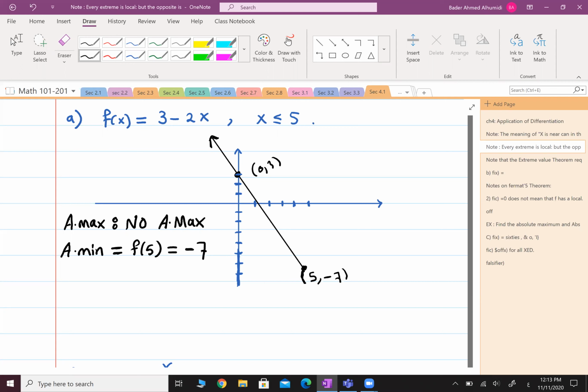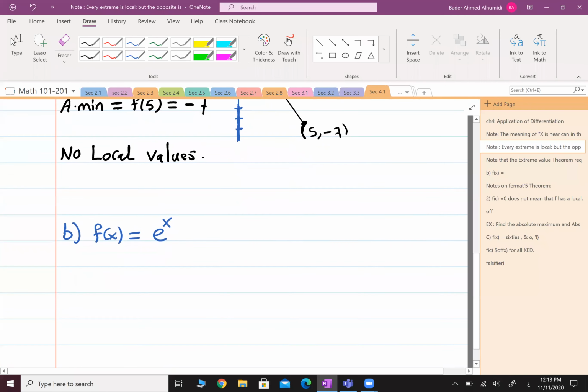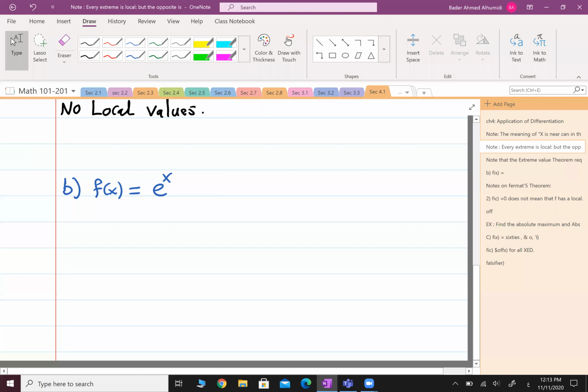Okay, do we have any local values? No. No local values. Yes, we have a minimum, but this appears at the end of the interval, so we do not call it a local value. Very good.